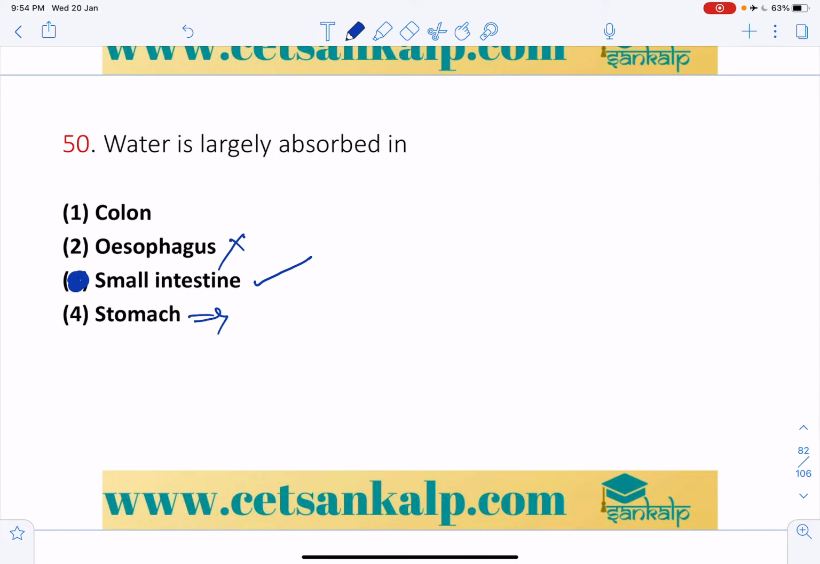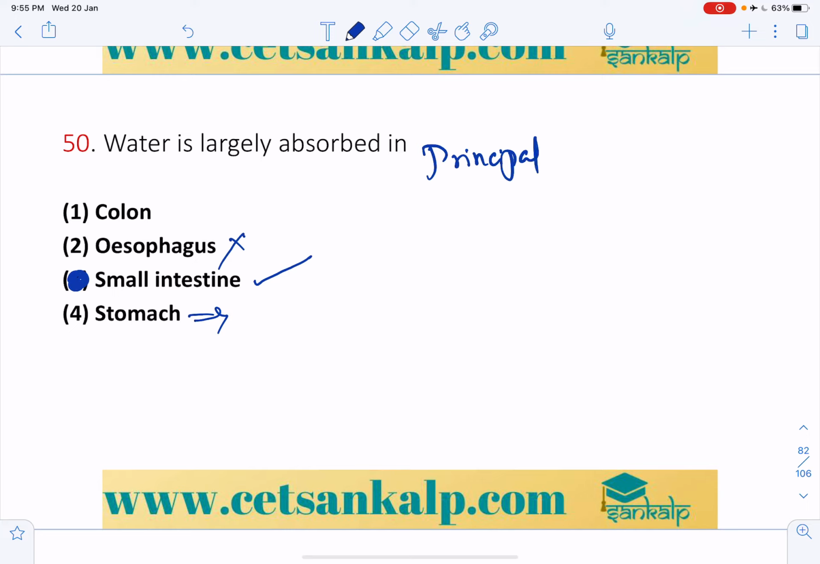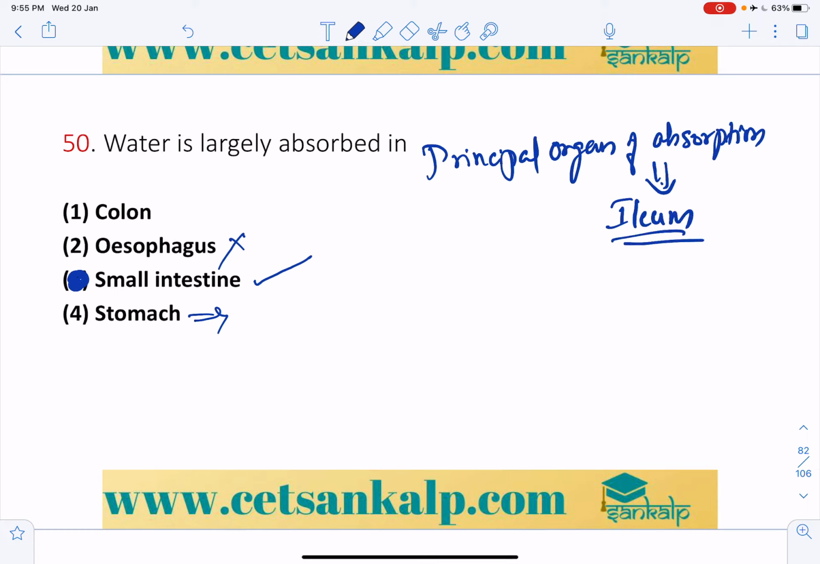You may get this question: principal organ of absorption. The organ of absorption is mainly the ileum, where complete absorption takes place, right?